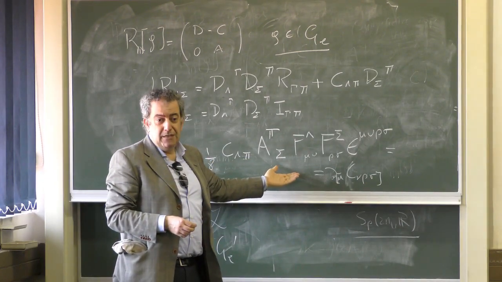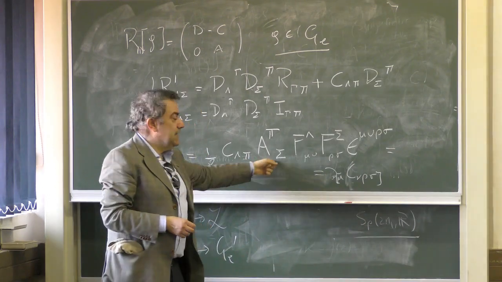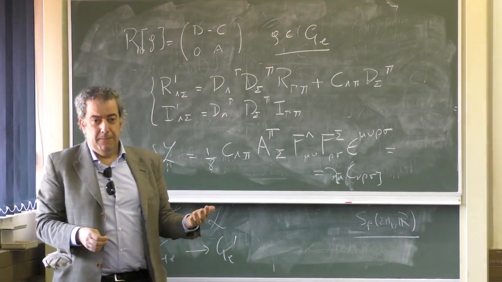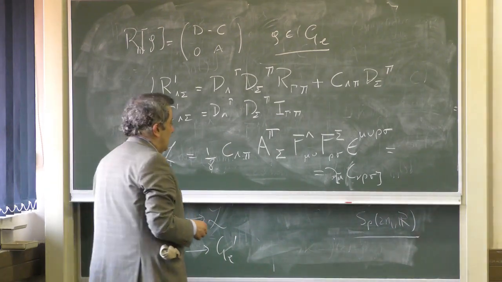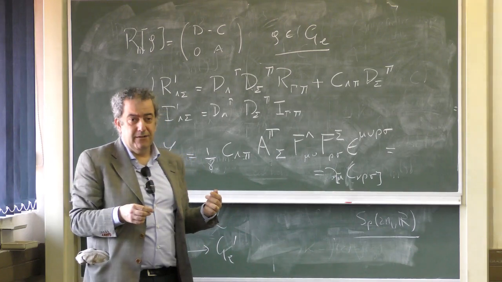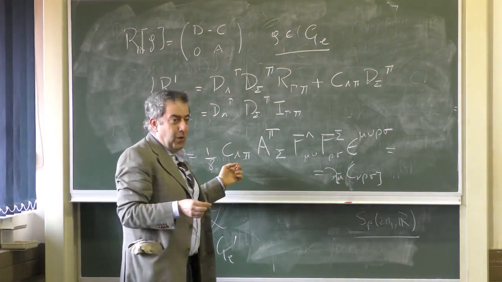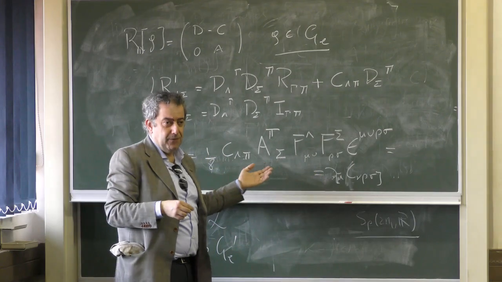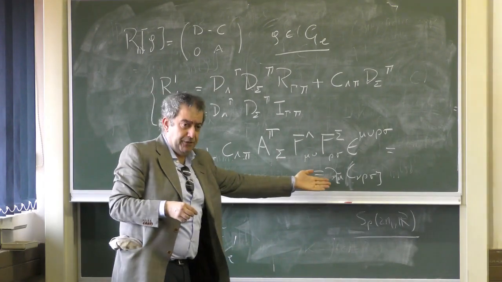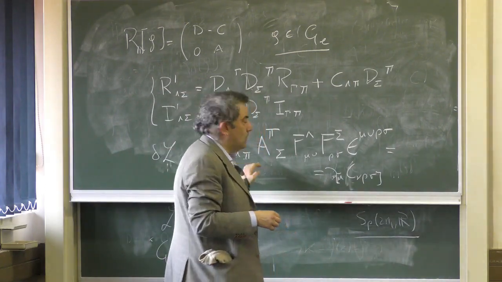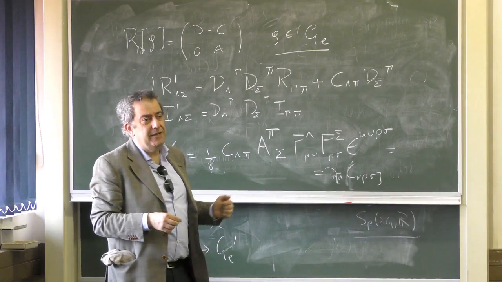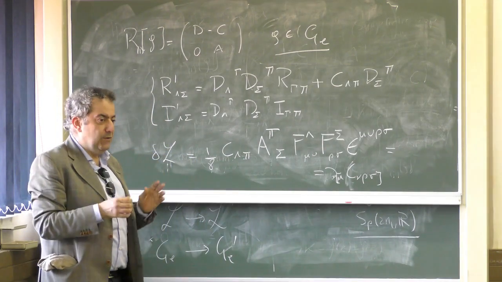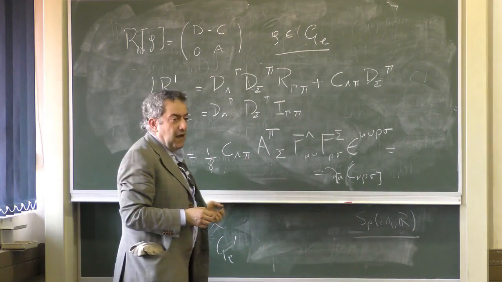This term is a total derivative because C and A are constant blocks. So this is a total derivative, so it won't affect the equations of motion. However, it will affect the path integral, so the quantum theory, because the action varies the exponent by a total derivative. However, we know that at the quantum level, C and A are quantized. So this term here amounts to an invariance of the quantum theory, of the path integral in general, since C and A are quantized.